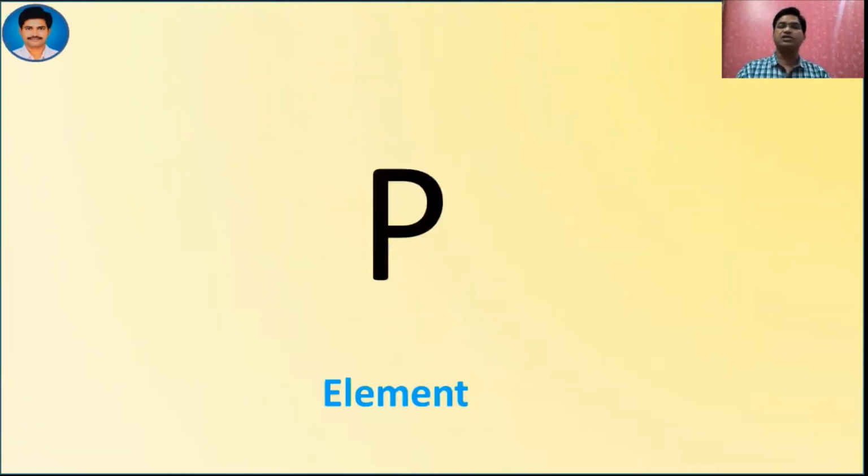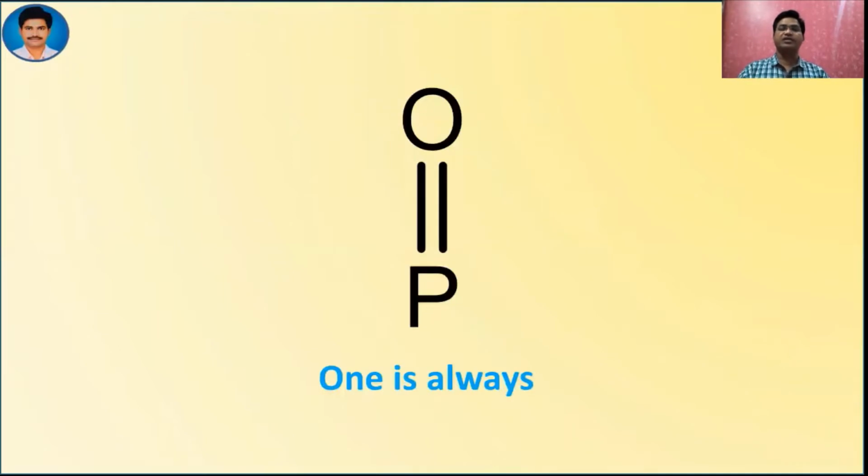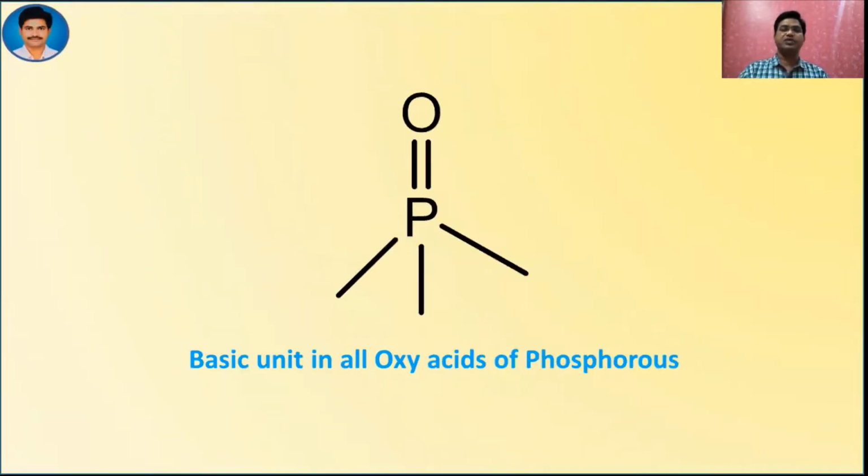First, you write the element, phosphorus. You write first the P. Then after that, in every oxyacid of phosphorus, there will definitely be a P double bond O. Next, you write a tetrahedron, which is a basic unit in all oxyacids of phosphorus. It is a tetrahedron unit. Then you write 3 bonds around the phosphorus in a tetrahedral manner.